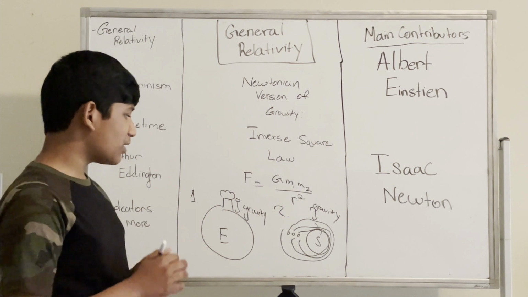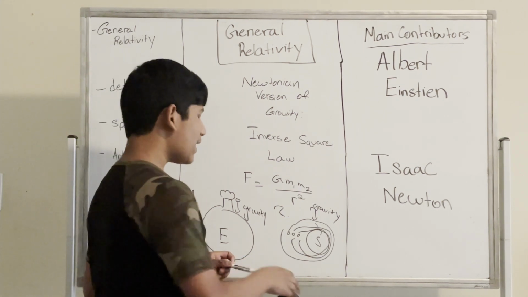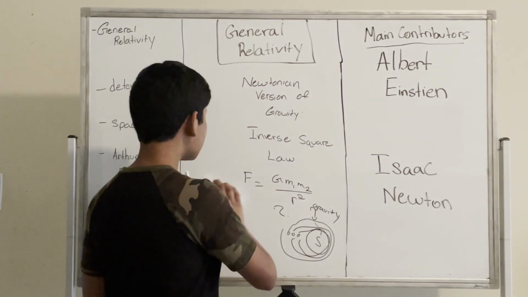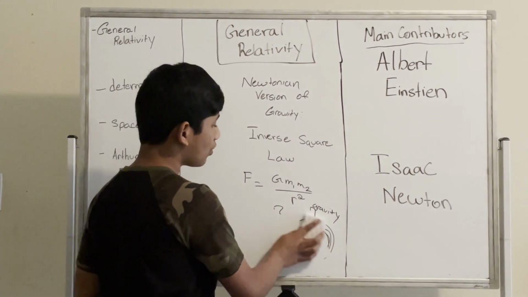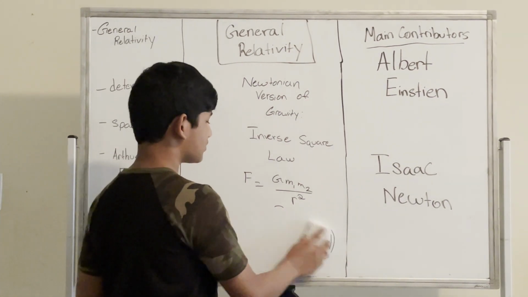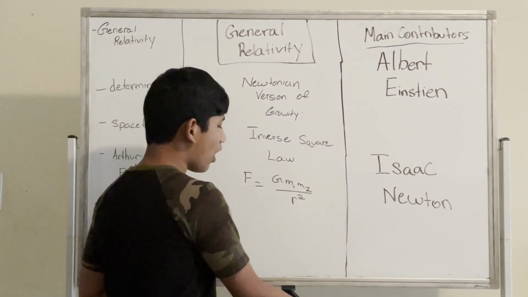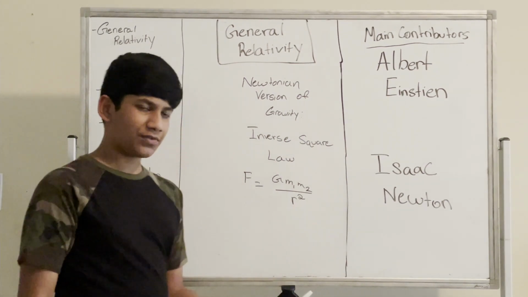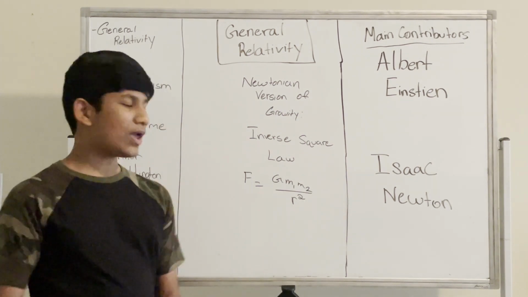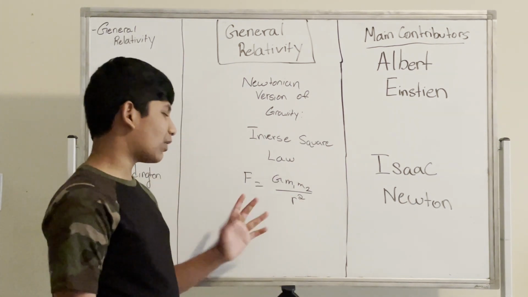Now, this is a pretty okay description of gravity. But we have to look at the equation itself. F is equal to G times M1 times M2 all over R squared. So the force is equal to G, which is a constant, times both masses, M1 and M2, all over R squared, which is the distance between the centers squared. Now, most people think this equation is pretty precise, and of course, there's nothing wrong with it.